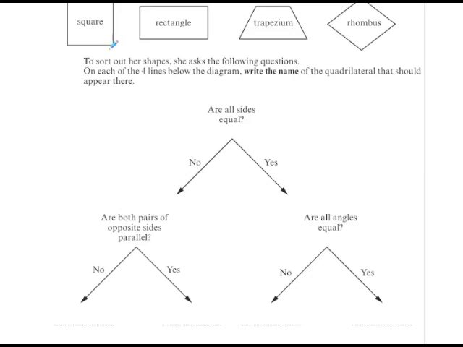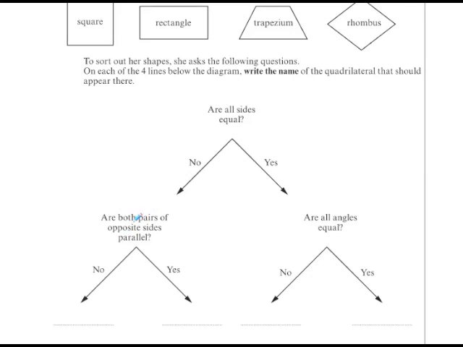Well, in a square all sides are equal. In a rectangle they're not. So a rectangle could be there. In a trapezium all sides aren't of equal length. So a trapezium could appear there as well. In a rhombus all 4 sides are equal.